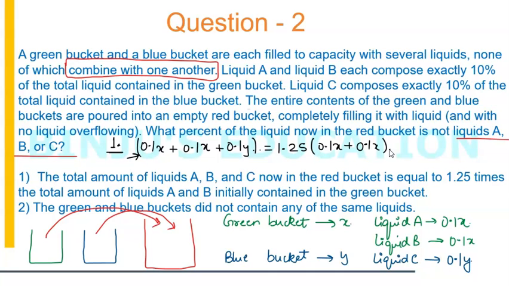The second assumption we are making is about the blue bucket, which consists of liquid C, so we wrote 0.1y. But what about liquid A and liquid B from the blue bucket? Nothing about that is mentioned. It's not even given to us that there is no liquid A or liquid B in the blue bucket and there is no liquid C in the green bucket. That's not given to us.